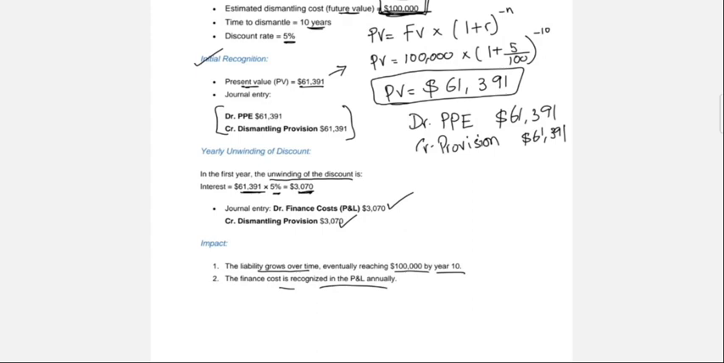And in this way, you will be able to account for the dismantling cost under both IAS 16 and IAS 37. Where is IAS 16? IAS 16 says that the dismantling cost is going to be capitalized to the cost of the asset at present value. And IAS 37 says that particular future cost is your liability. For that liability, you will have to recognize the provision.